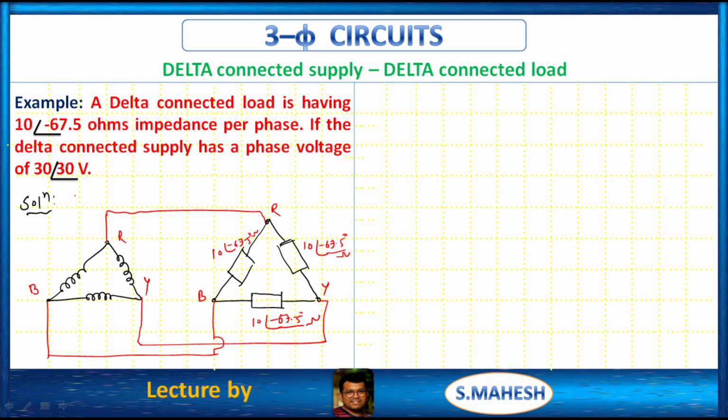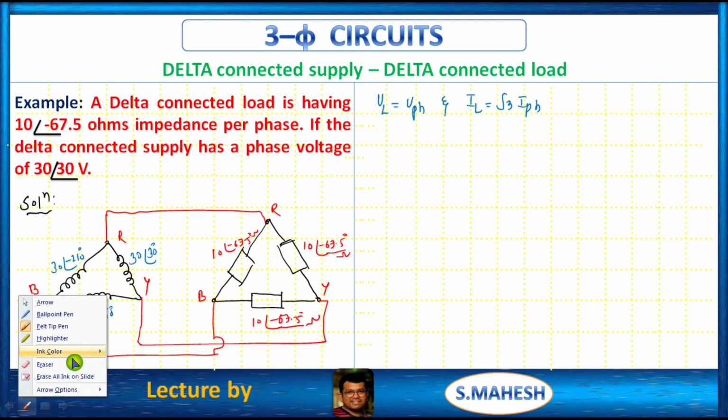What is the voltage if the delta connected supply has a phase voltage of 30 at an angle 30? Given that the supply phase voltage is nothing but 30 at an angle 30. If it is 30 at an angle 30, this is 30 at an angle 30 minus 120 minus 90. This is 30 at an angle minus 210. That's it. This is the connection diagram. We know that the total is delta. Therefore, VL is equal to V phase and IL is equal to root 3 I phase.